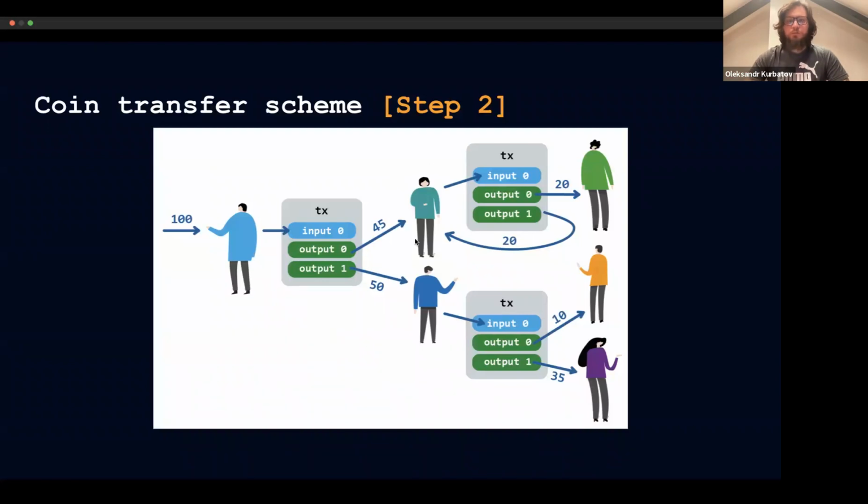Later, recipient number one creates a new transaction where they pay 20 Bitcoins to recipient number three. At the same time, this person defines that output number one in this transaction will return 20 Bitcoins back to his or her address. At the same time, recipient number two in the blue jacket creates a new transaction where again he or she pays two different people, 10 Bitcoins and 35 Bitcoins.